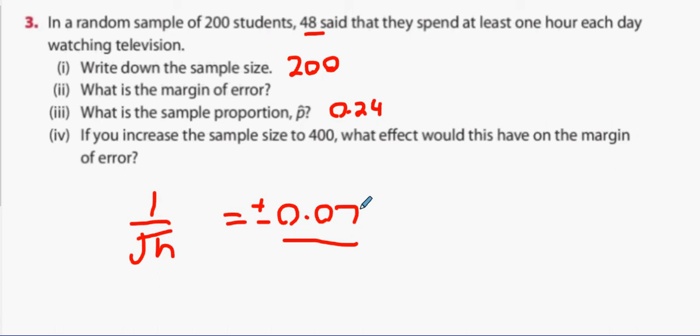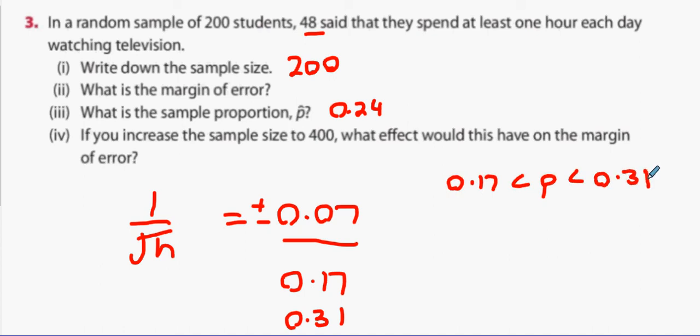So what sort of gap are we talking about here? Anywhere between 17 and 31. So you write your answer like this: 17 less than P less than 31. Is that all right with you guys?